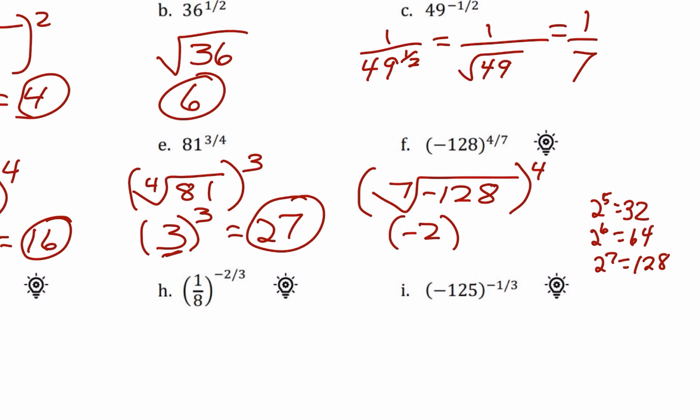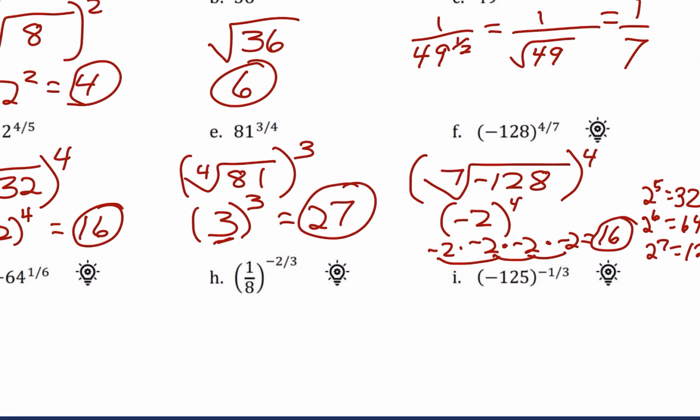Because negative 2 multiplied by itself an odd number of times will become a negative final answer. Okay, so now we have negative 2 to the 4th. But remember, a negative number raised to an even power becomes a positive because a negative times a negative is a positive. So what we really have, I'm just going to write it out to make sure you see why this will be a positive, times -2 times -2. So this gives us 4, this gives us -8, that gives us a positive 16. So our final answer is a positive 16.